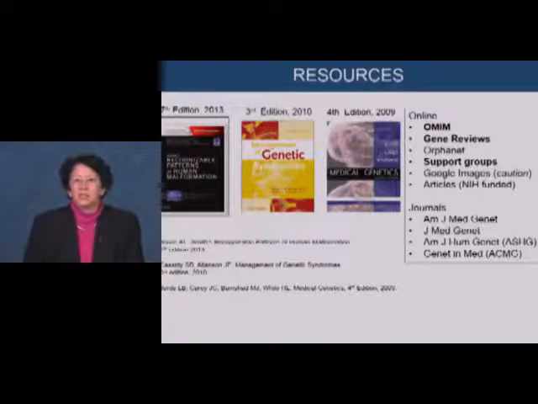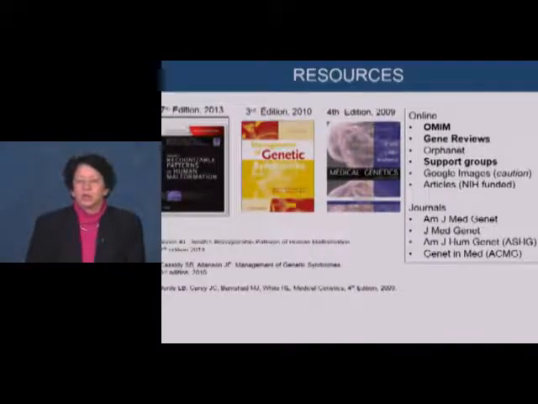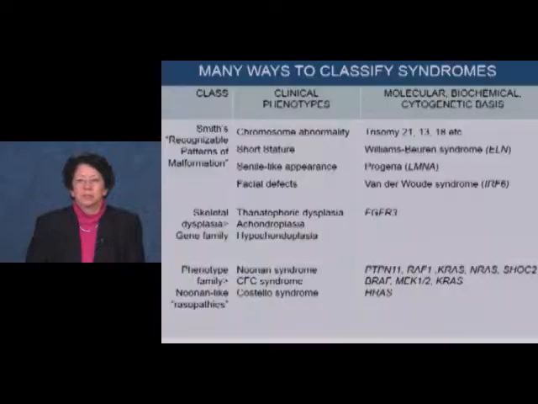And there's a lot of good stuff online: OMIM, Online Mendelian Inheritance in Man, GeneReviews, Orphanet. A lot of the support groups have excellent educational materials. Use Google Images with caution. You can't be certain of what's there. There are some NIH-funded articles, and certainly the journals: American Journal of Medical Genetics, Journal of Medical Genetics, American Journal of Human Genetics, and Genetics in Medicine.